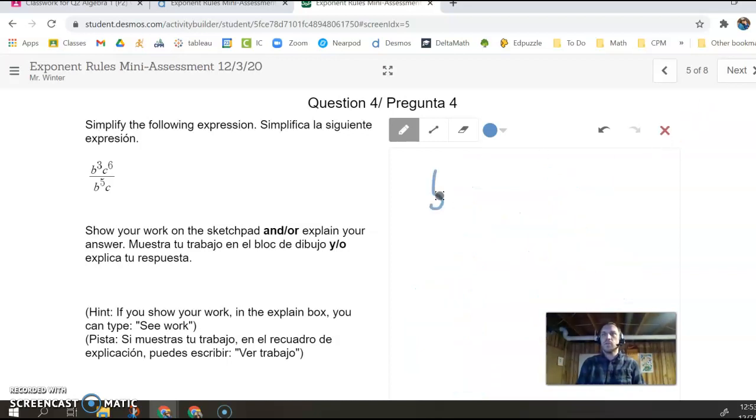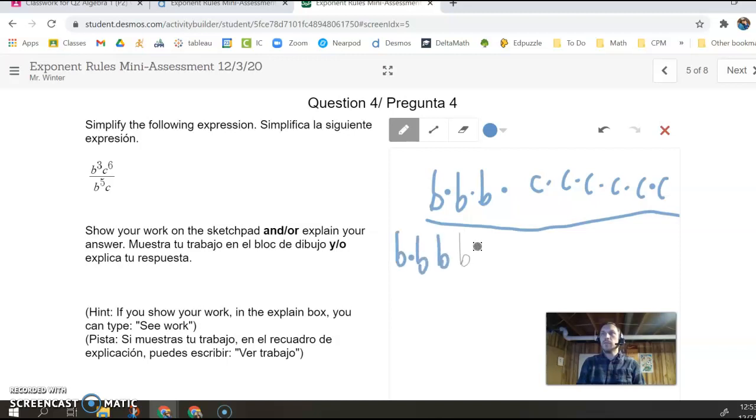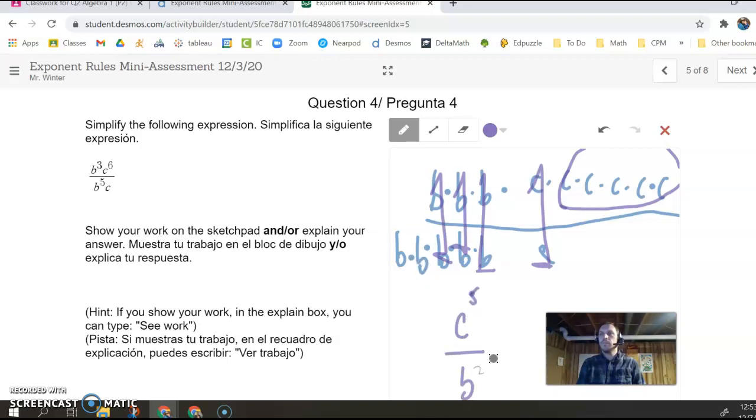Let's just check that out quick. So we'd have b times b times b times c times c times c times c times c times c. That's the numerator. And on the bottom we'd have b times b times b times b times b and c. That giant 1, right? We have 1, 1, 1, because b over b is 1, b over b is 1, b over b is 1, c over c is 1. We're left with 5 c's on the top and 2 b's on the bottom. Either way, we get c to the 5th over b to the 2nd.